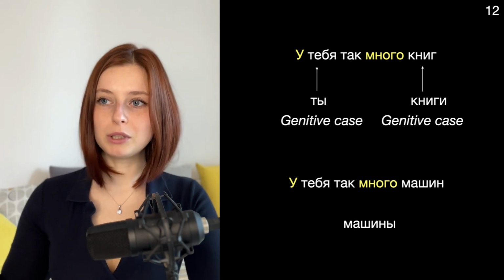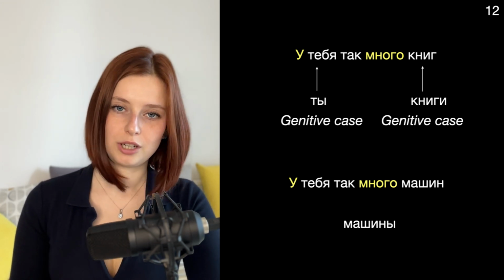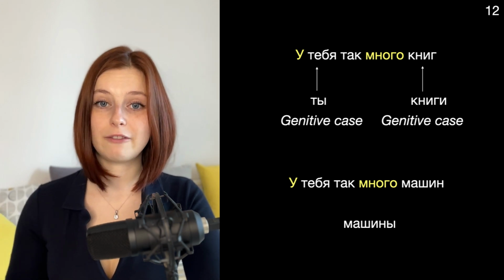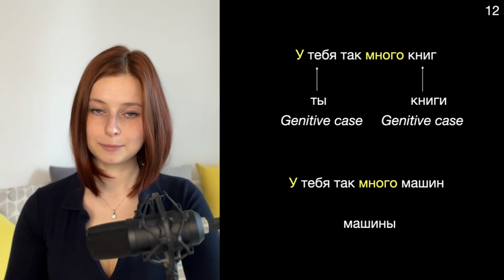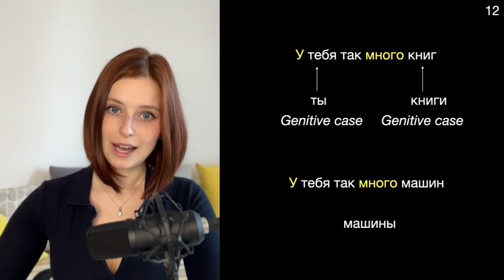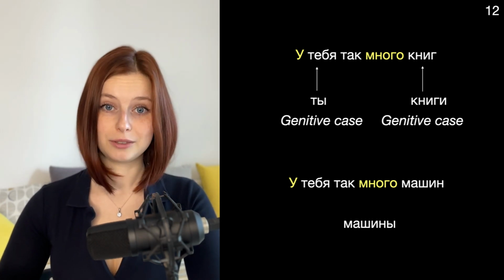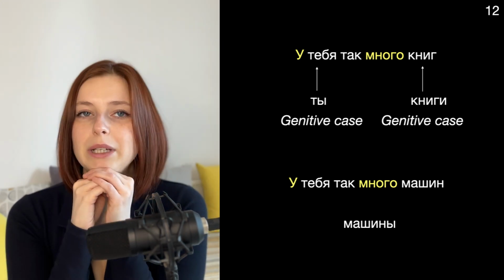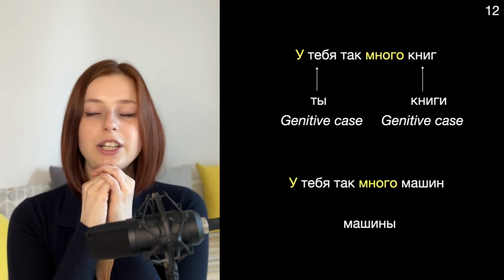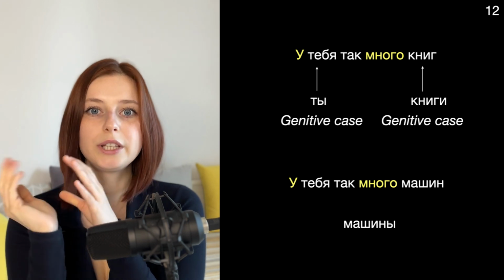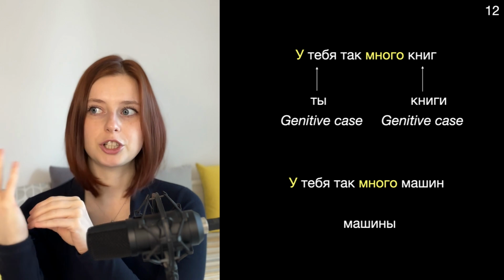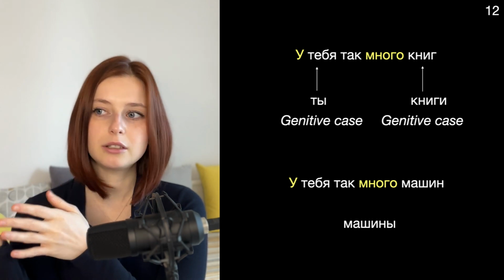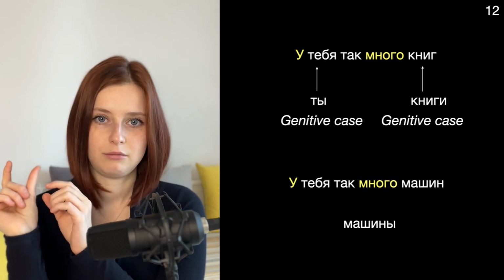So the word много also belongs to genitive case, and много affects книги, books, and makes it книг. I know, usually we add some ending, here we remove it for feminine nouns. Maybe we were to say, he has so many cars. У него так много машин. Да, машина, машины, again, feminine, but we removed the last letter.